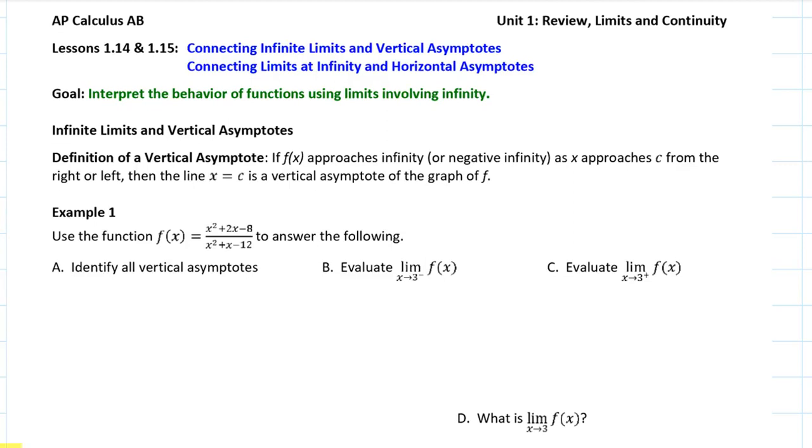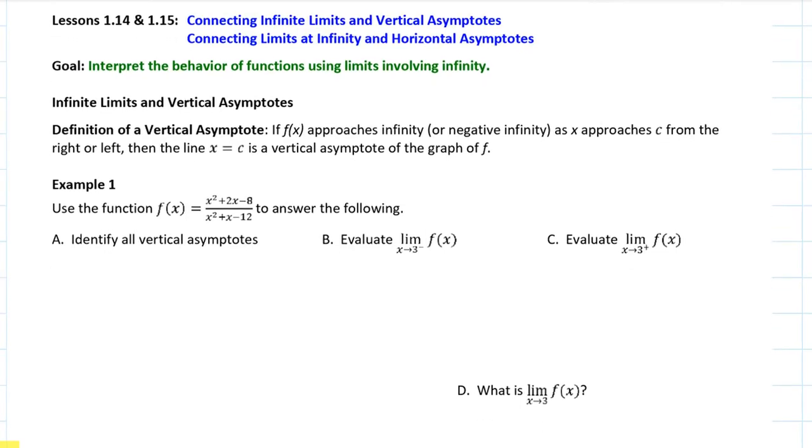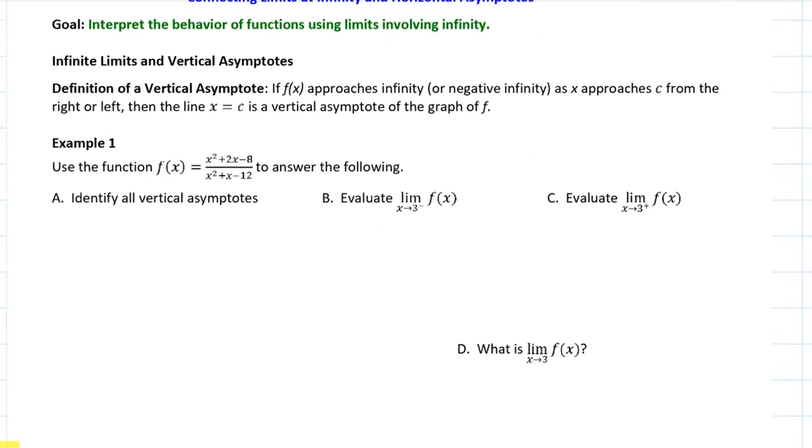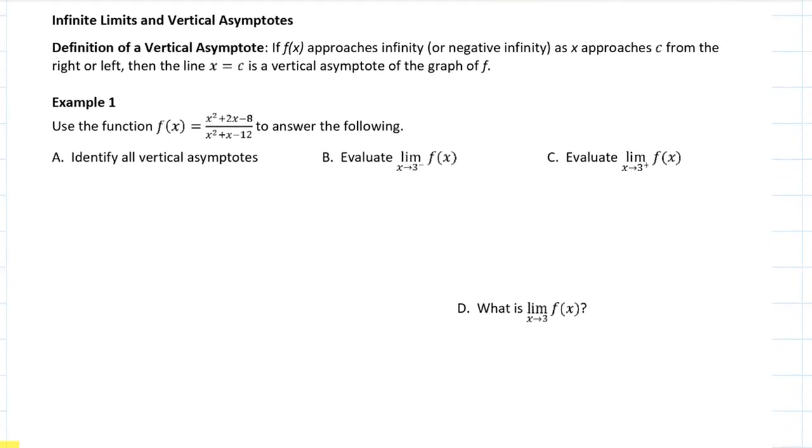All right, so we're going to look at a couple of things today. We're going to look at connecting infinite limits and vertical asymptotes, and we're going to look at limits at infinity and horizontal asymptotes. All right, so our goal is to be able to interpret the behavior of a function using limits involving infinity. So we're going to start off just by reviewing a little bit here.